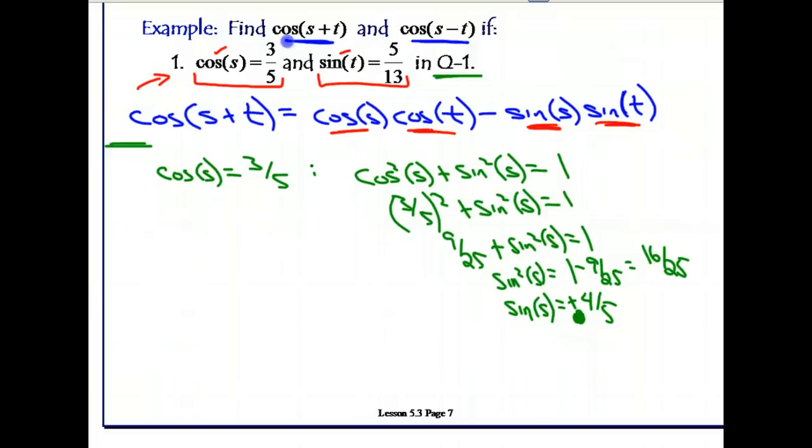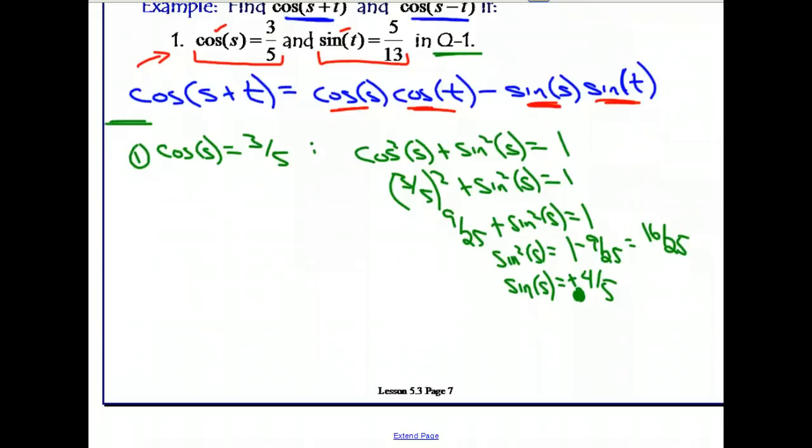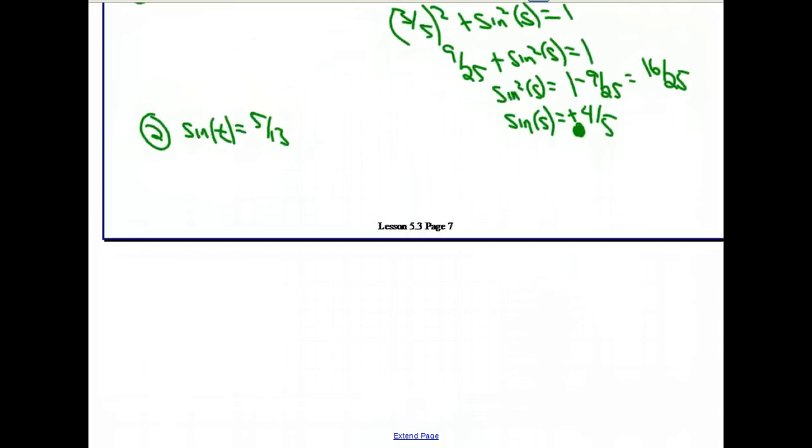All right, good. That's one more piece of information. Unfortunately, we needed two pieces of information. That's the cosine of s leads to the sine of s. And let's try again. How about the sine of t equals 5/13? Will that lead us to the cosine of t? And it will. All right, so we use the same formula. We've got sine squared. This time it's the angle t, plus the cosine squared of t equals 1.